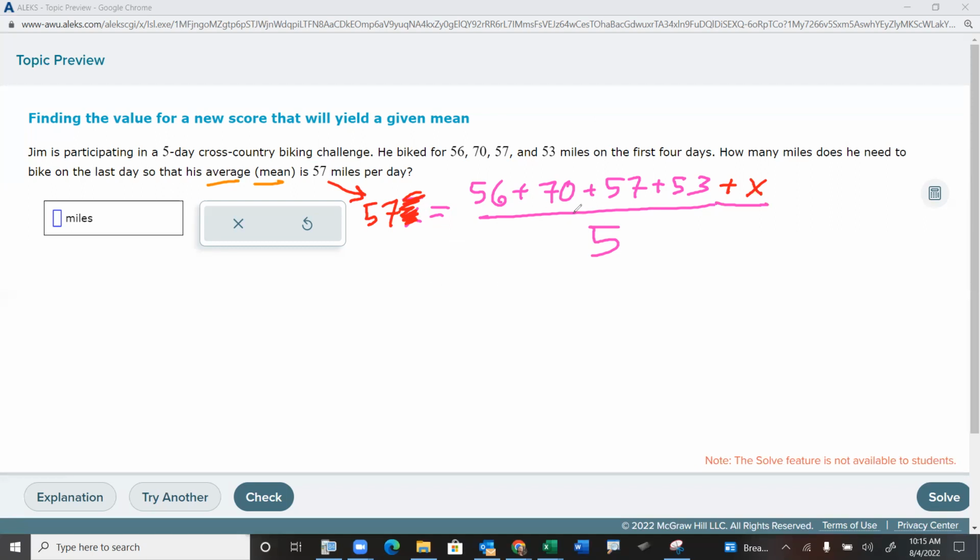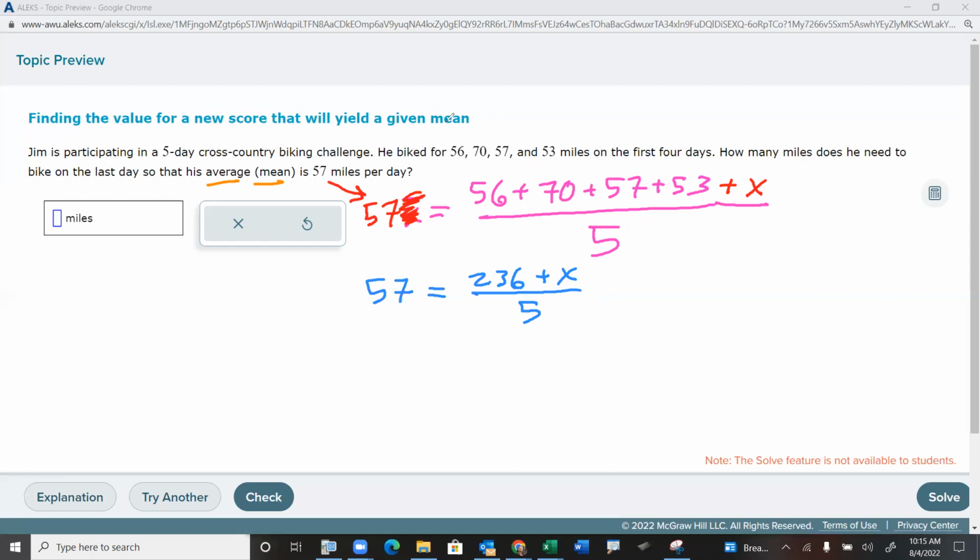All right. So first thing, let's add that stuff up on top. Okay. So I add those up and I get 236 plus x over 5. So notice I'm saying first day, second day, third day, fourth day, fifth day. I don't know what the fifth day is, but it's still one of the days. And now I'm adding 5 things together. So I divide by 5. And so, yeah, what I'm doing makes sense.